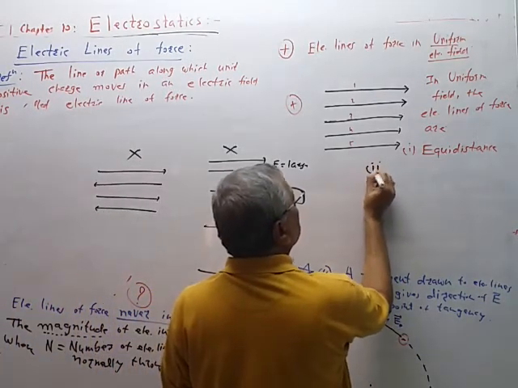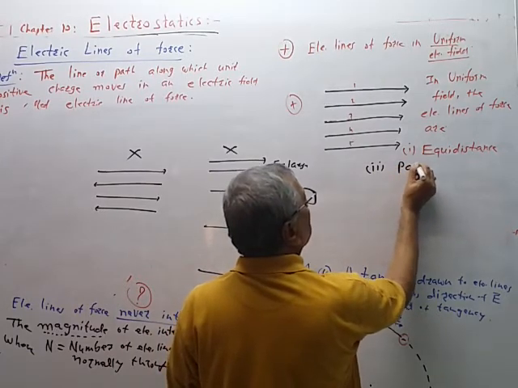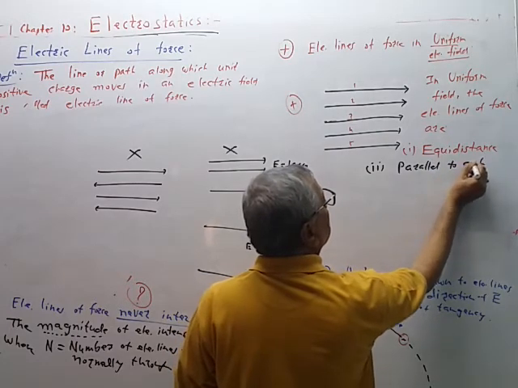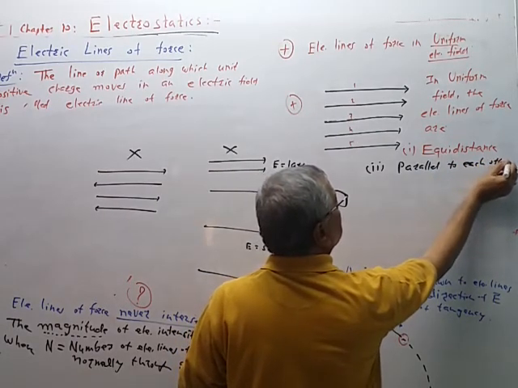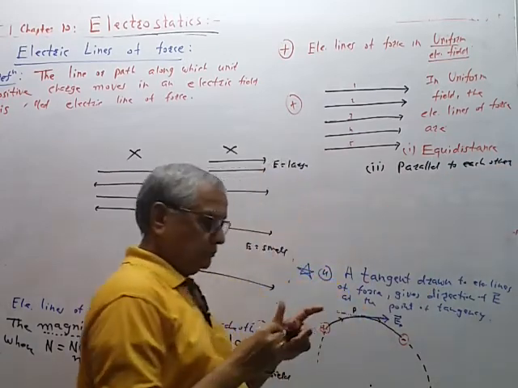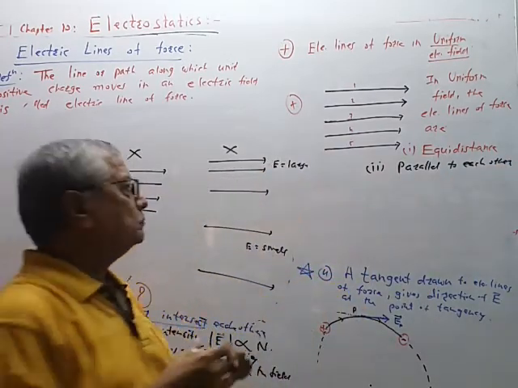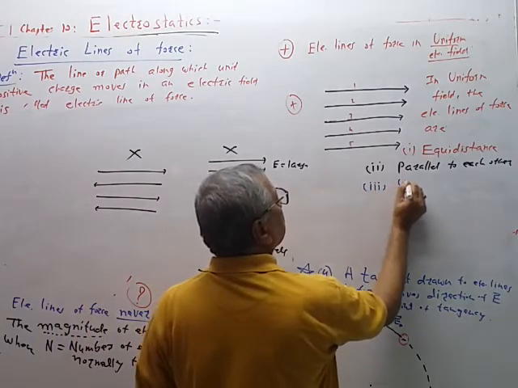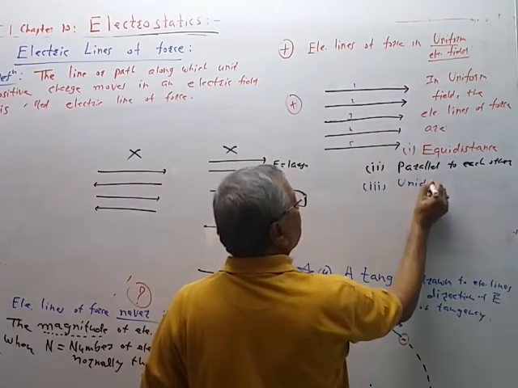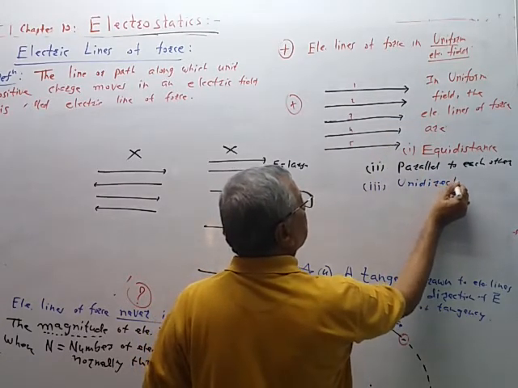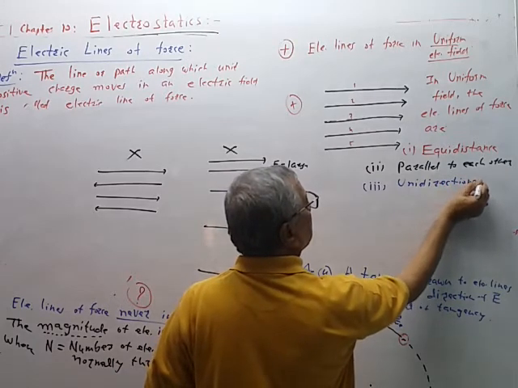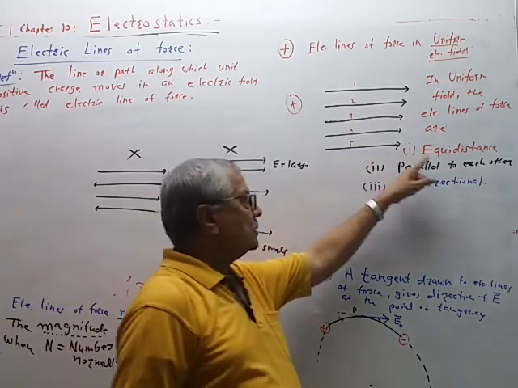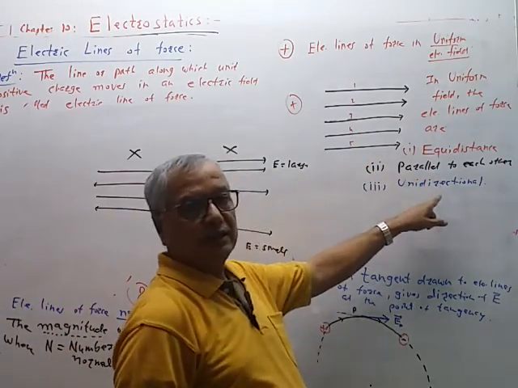Second, parallel to each other, means they never intersect each other. Third, unidirectional. एरो बघा सर होता एकच डायरेक्शन पाहिजे. Unidirectional, like this. Equidistant, parallel to each other, and unidirectional.